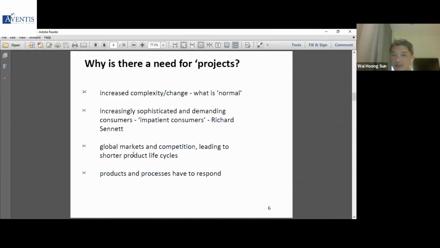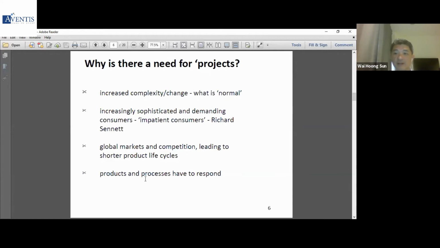Now, global products, global markets and competition. For I think all countries, or almost all countries in this world, we are no more localized markets. Maybe with the exception of North Korea, we are competing in global markets. So that means that we have to be faster and better, right? And of course, because of that, we need to plan and run better projects, and because of that, products and processes have to respond to that.